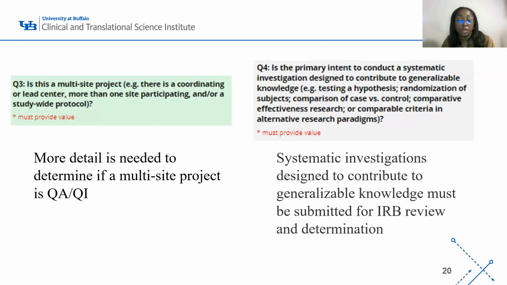Question number 3 addresses multi-site projects. So collaborative or multi-site projects are often generalizable. So it is less likely that the outcomes will be used solely for quality improvement or program evaluation at that local institution. It is important for the project lead to be aware of the entire protocol and all project aims. Sometimes there will be research aims among the QI aims. Multi-site projects will very likely require IRB review and approval.